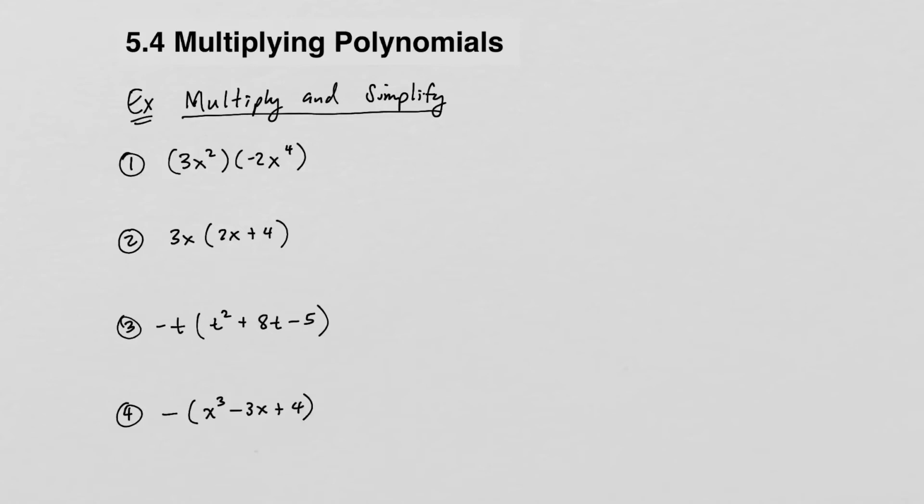So when multiplying monomials together, we are simply going to multiply the coefficients. And so 3 times negative 2 is negative 6. And then we have x squared times x to the fourth. And this is going to give us negative 6x to the 2 plus 4, which is negative 6x to the 6th power. Now, once you know what you're doing here, you don't have to show all these steps. I'm showing them to you so that you can see what's happening.